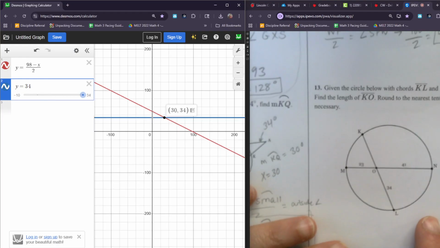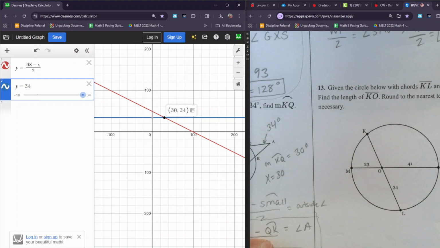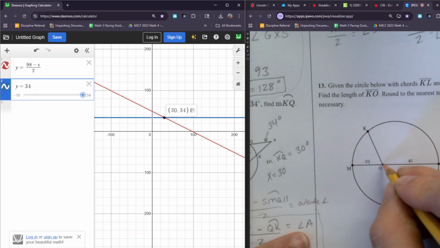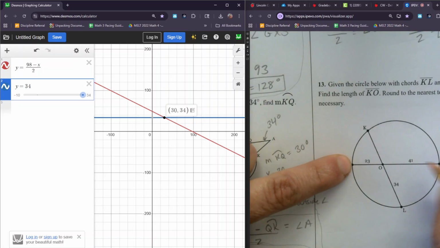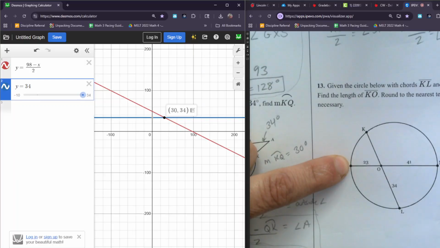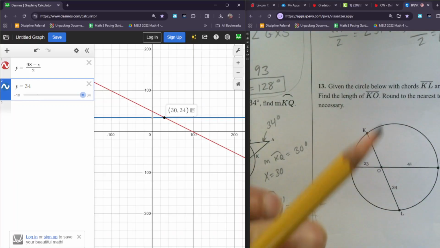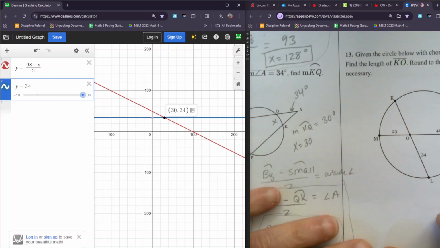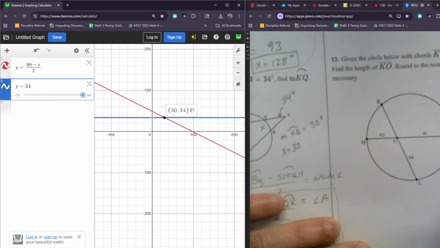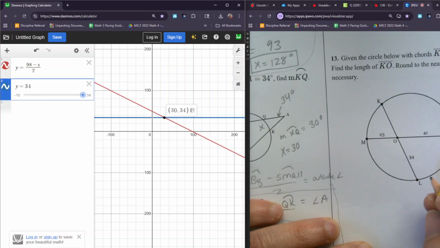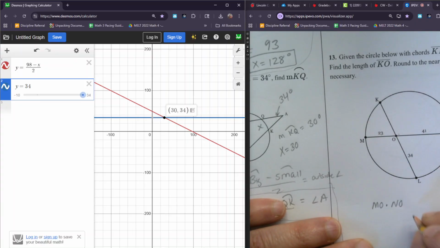All right. So now, given the circle below with the chords KL, MN, find the length of KO. Okay. Now, remember guys, in this case, you've got this chord MN, you've got this chord KL that intersects at point O. So this is one where you're going to have to show how you set up the segment statement. So I'll just start with this guy here first. MO times NO.